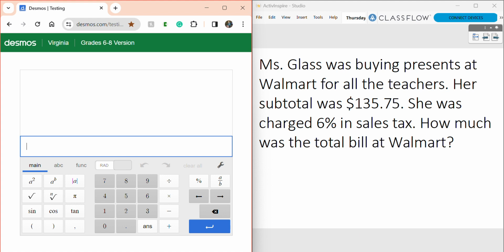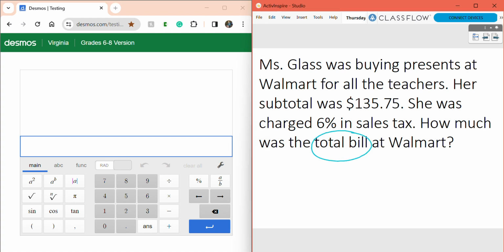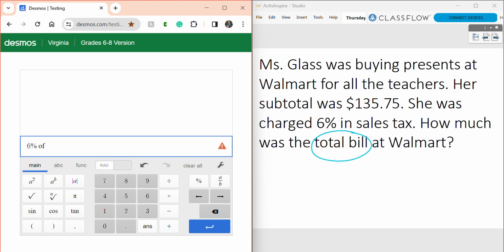So the trickiest part of this is looking for those words that are going to tell me how many lines I need in Desmos. I think everybody knows that we're going to do 6% of $135.75. But then the question is, do I stop there or do I keep going? Since this one says, how much was the total bill, that means I'm going to keep going.